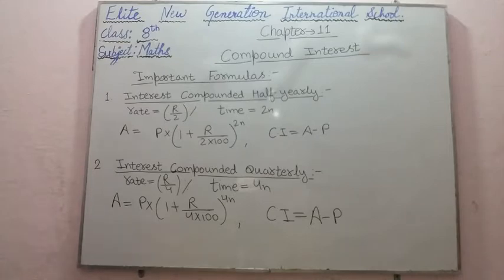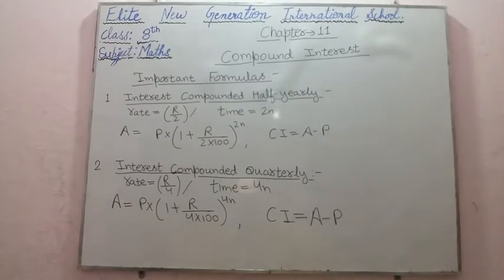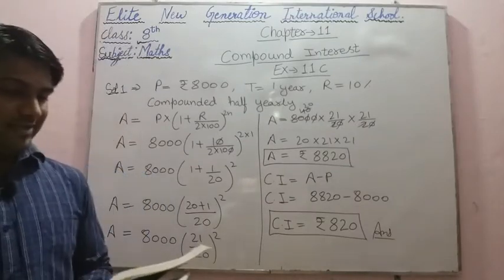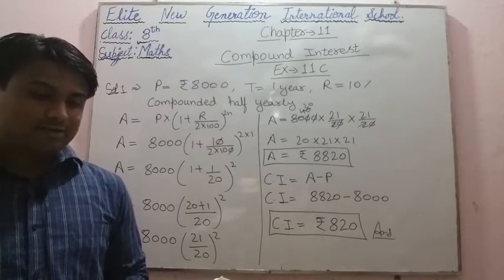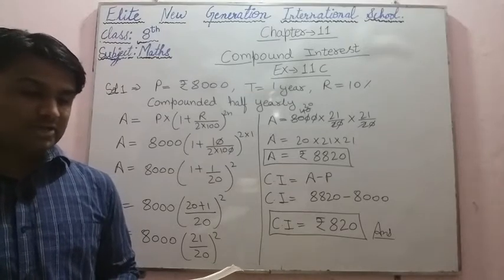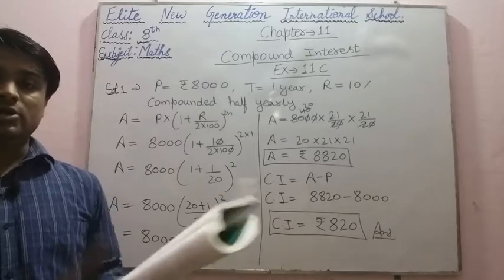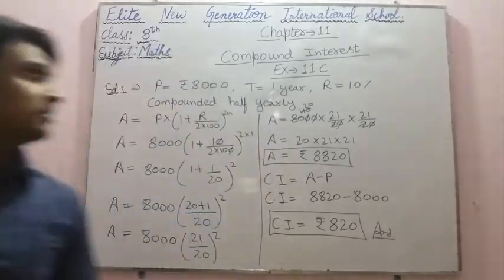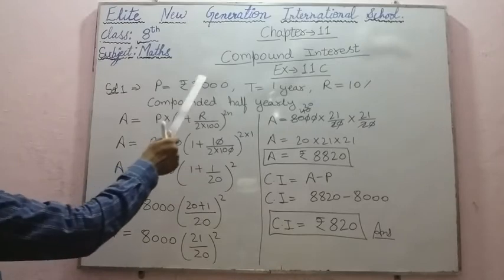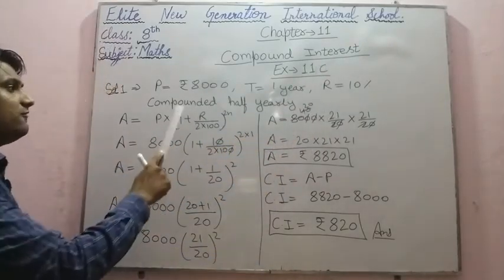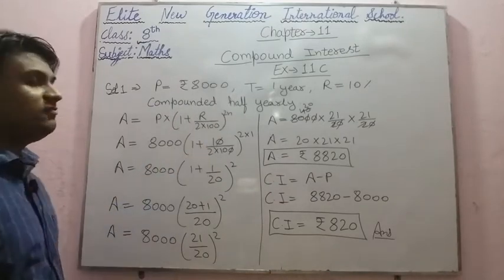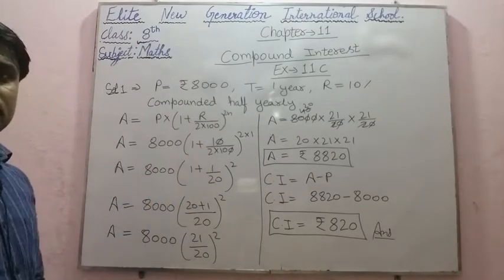So on the basis of this, we are going to start our next exercise, that is 11C. In exercise 11C, see question number 1. Find the amount and compound interest on rupees 8,000 for 1 year at 10% per annum compounded half yearly. So here principal is rupees 8,000, time equals 1 year and rate equals 10%, compounded half yearly. We have to find both amount and compound interest.